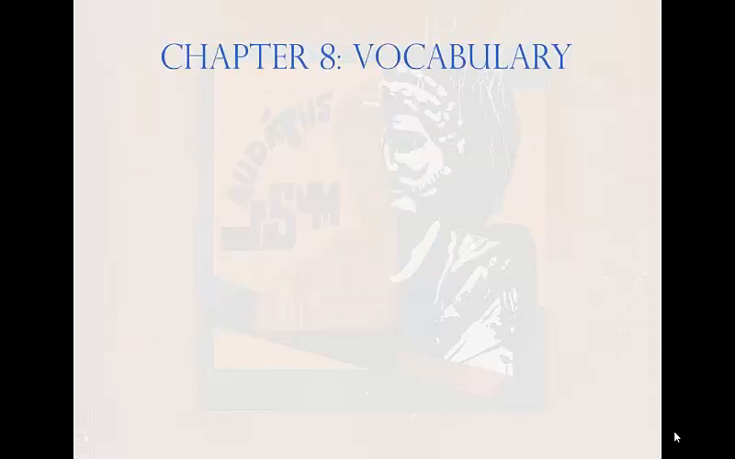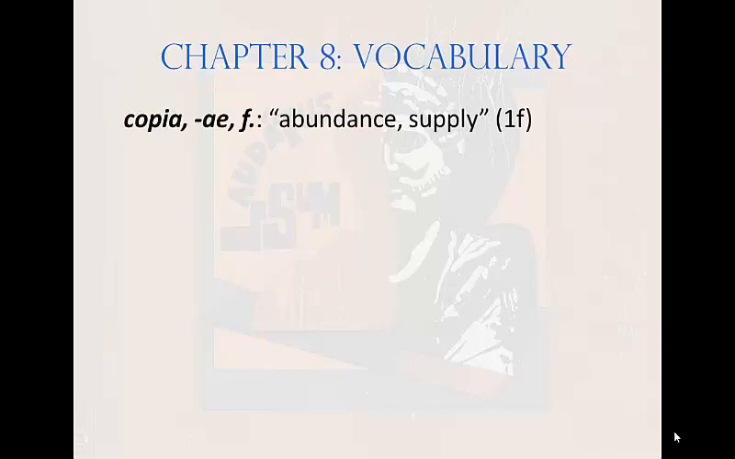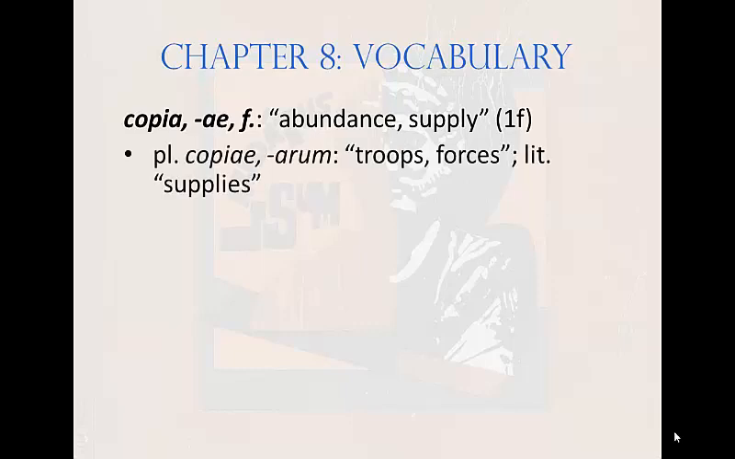Let's end this lesson by looking at the vocabulary in Chapter 8. The first word is copia, copiae, feminine, meaning abundance or supply. It's a first declension feminine noun. Like mores and animi, the plural of this word provides insight into Roman psychology and society. The plural, which means literally supplies, meant to the Romans troops or forces. That shows what they cared about being supplied with, an assumption that drips with a militarism that made the Romans the success and terror they were in the ancient world.